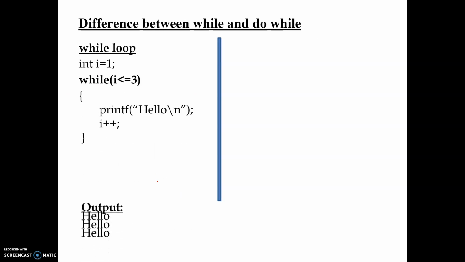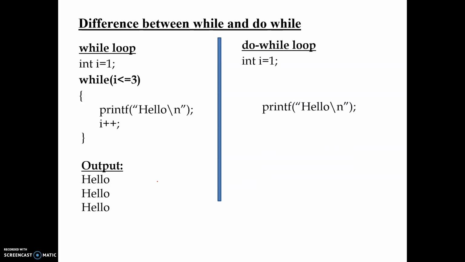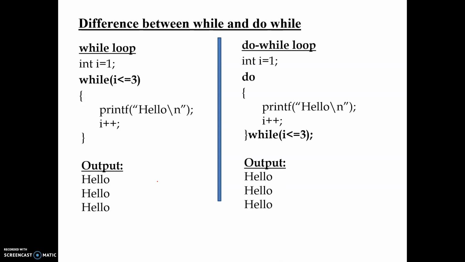Now let us try to understand the difference between a while and a do while loop. In both cases you can observe that hello is going to print 3 times. The only difference is that in the while loop, the while is written before, whereas in the do while, the while is written at the end. That is, the condition is checked later, which is also called a post test.